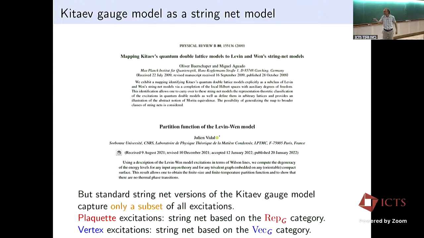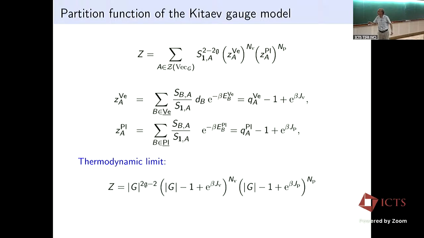And actually, it turns out that these two are Morita equivalent. They have the same Drinfeld center. And it's no surprise that the outcome of those calculations is that the counting formulae for the states will involve the Drinfeld center of both Rep G and Vec G, because that's the same category.